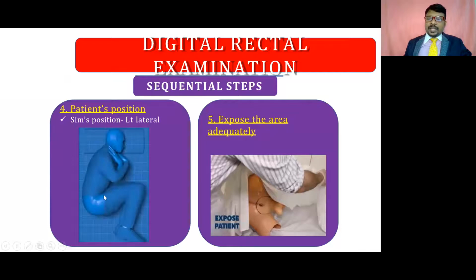And the fifth one is to expose the area adequately. The part where we are going to assess should be exposed properly with the drape sheet, and the remaining part should be covered with the drape sheet. Only the area where we are going to assess should be exposed clearly and adequately.